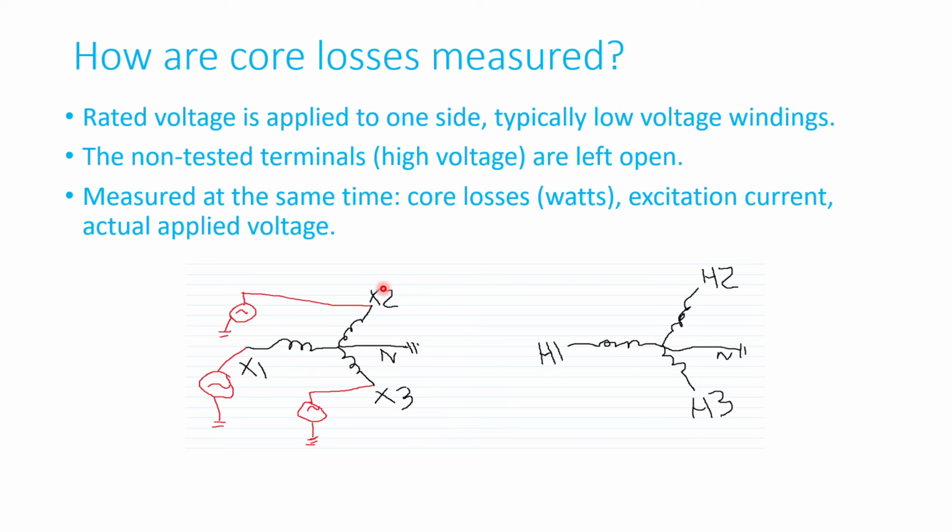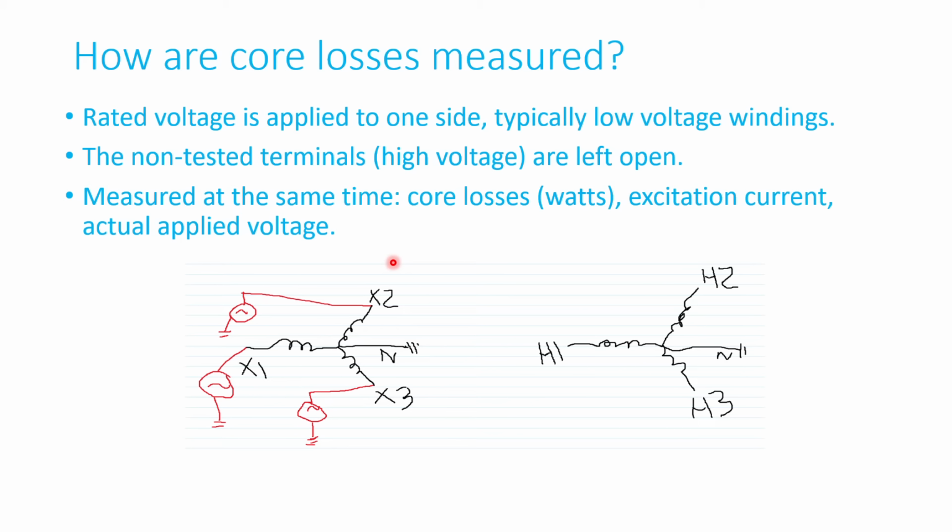So rated voltage is applied to one side, typically the low voltage winding. That's because you're going to apply voltage, and it's preferable to apply it to the low voltage winding. Let's assume it's a GSU, for instance, at 20 kV to 345 kV. Why would you subject the transformer to 345 kV when you can subject it to 20 kV? It's a lot easier on the transformer.